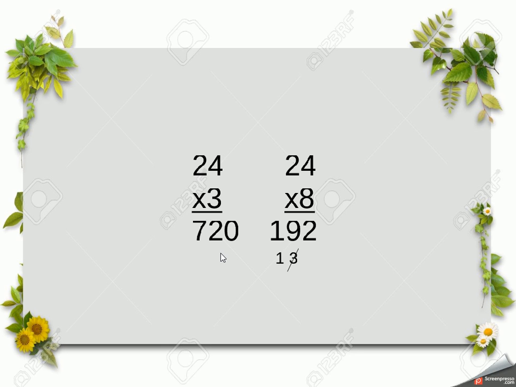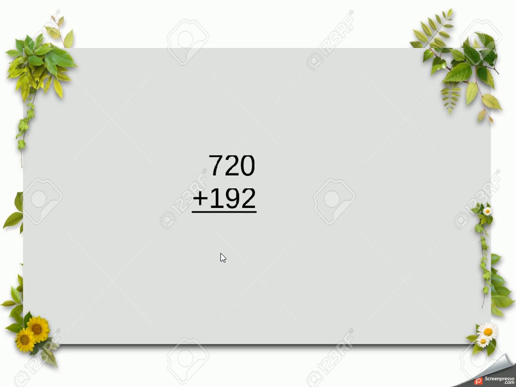And note as well how I've put the 0 back on the end of the 72 because we didn't want 24 times 3, we wanted 24 times 30. So 24 times 3 was 72, which makes 24 times 30 720. I just put a 0 on the end. And 24 times 8 is 192. So the last thing I've got to do now is add those two results together.